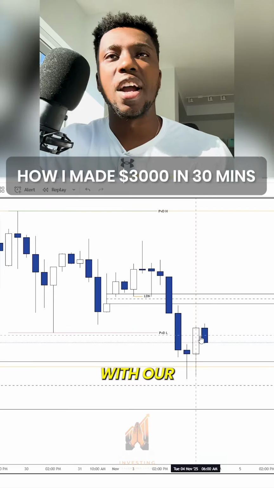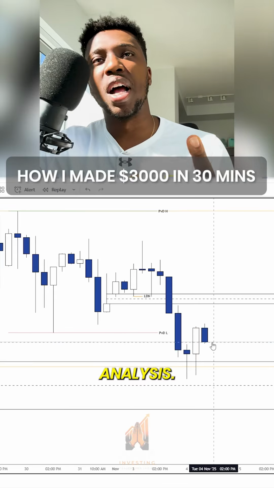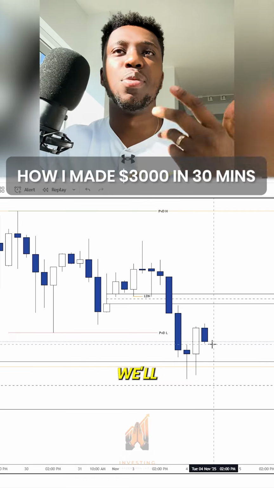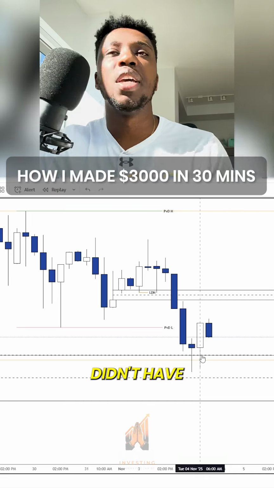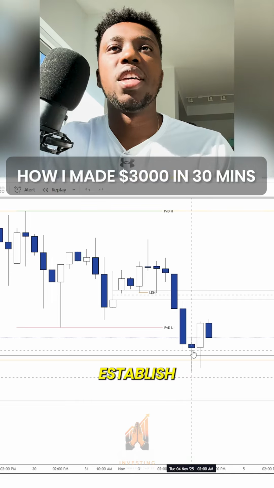So it starts off with higher time frame analysis, then intermediate time frame analysis, then we'll check time of day, and then we'll go into the entries. So starting off with the higher time frame, we're starting off here on the 4 hour because the daily for me didn't have much direction. Now on the 4 hour, I want to establish a bias.